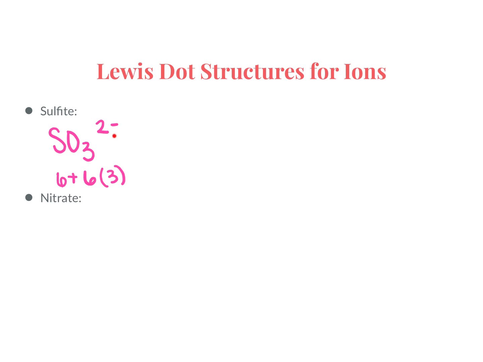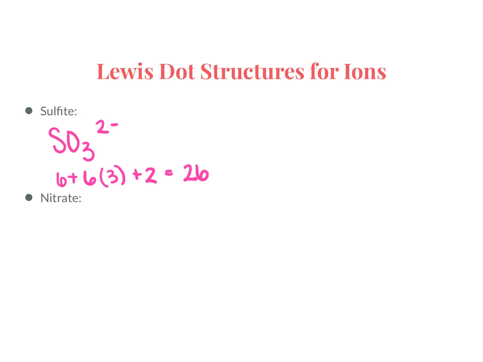Okay, now here's a new part. So this time there's a charge. Sulfite has this -2 charge. Does that mean it lost 2 electrons or it gained 2 electrons? Okay, it gained 2. So now when we're adding up electrons, we have to add an additional 2. Okay, so this additional 2 is coming from this -2 charge. You with me there? Okay, so now add that up. What's our new total? 26?